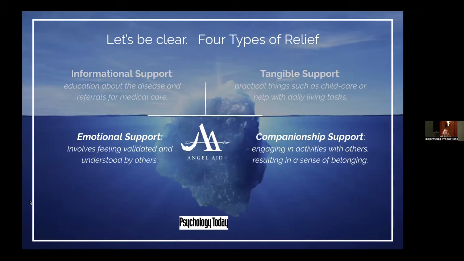So emotional support is about feeling seen, feeling validated, feeling understood. And companionship support is about engaging in activities with others, resulting in a sense of belonging. And let's be clear that both companionship support and emotional support move upwards, right? When you feel more emotionally supported, when you have a community of folks to relate to and to be seen with, you're much more able to do some of the caretaking activities that are expected of folks.